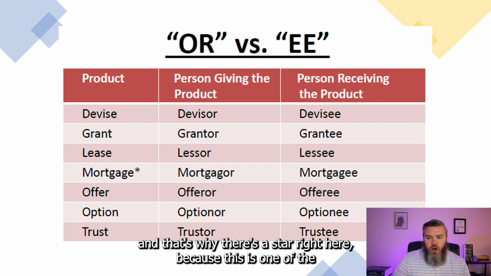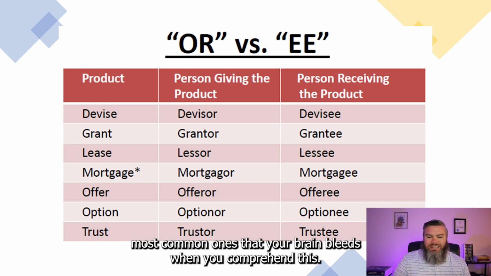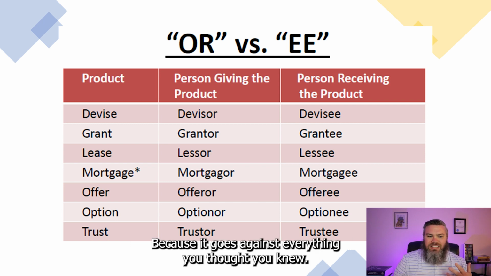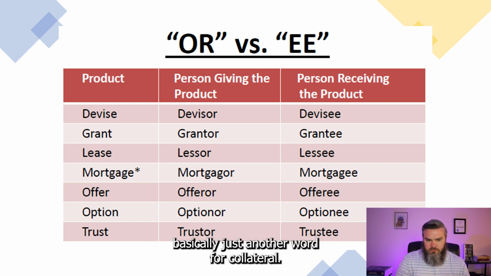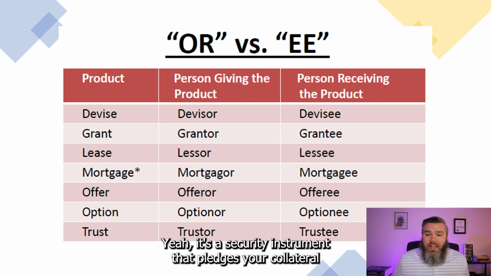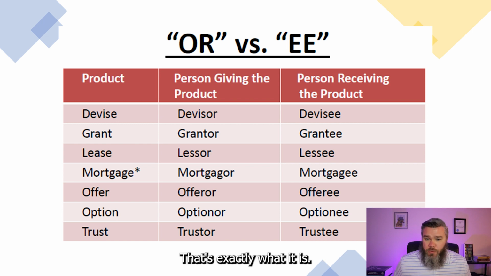And that's why there's a star right here, because this is one of the most common ones where your brain bleeds when you comprehend this. Okay? Because it goes against everything you thought you knew. So mortgage is basically just another word for collateral. It's a security instrument that pledges your home as collateral for the debt. That's exactly what it is. It's not the loan itself. The loan is the loan.